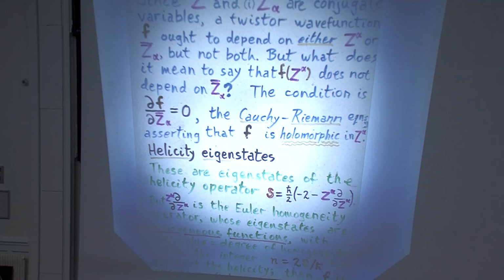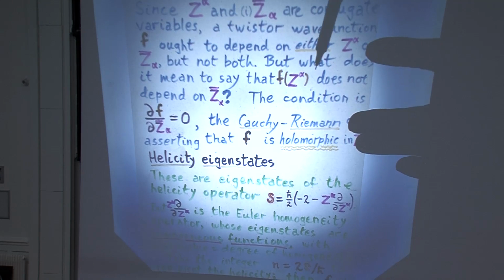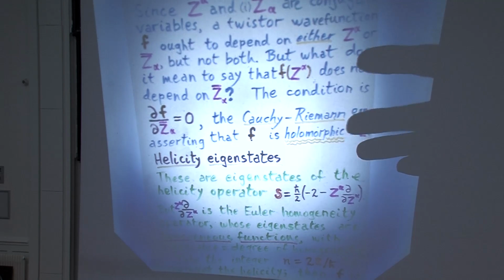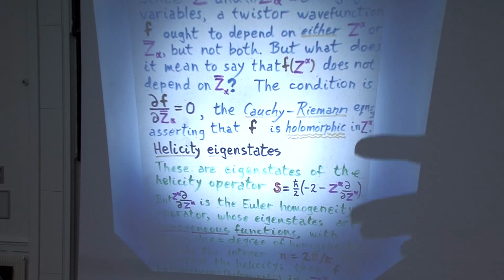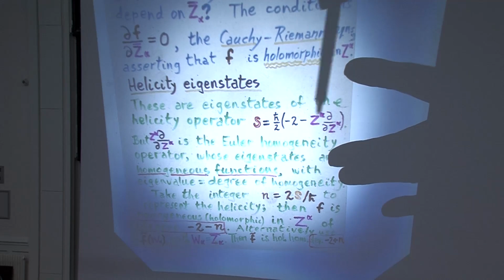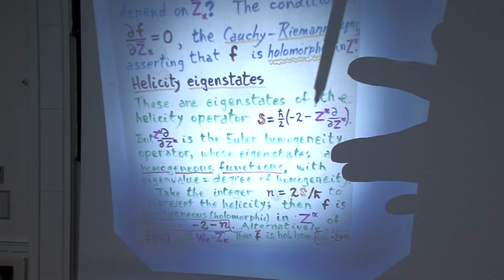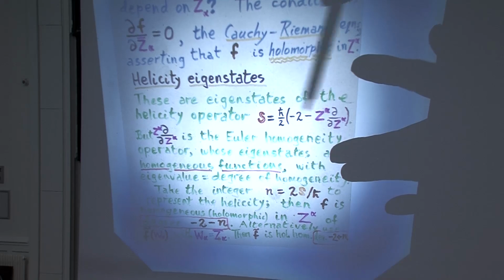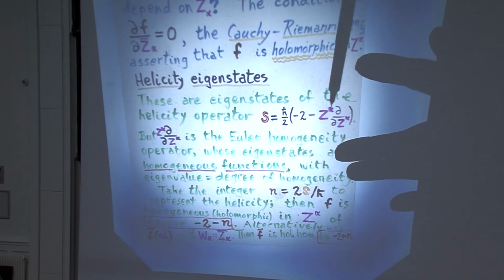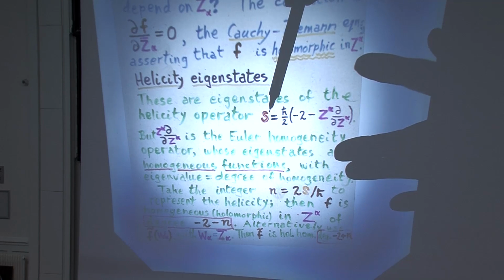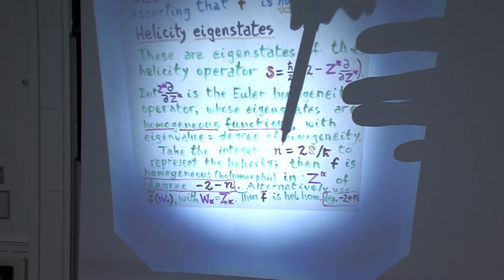Try and keep everything holomorphic as long as you can. So this is very gratifying, that somehow you have this holomorphic function arising naturally if you're trying to describe a wave function in Twistor terms. The helicity now, you see what that means. It's basically the Euler operator, z d/dz, but it's displaced in this way, -2 minus the Euler operator, and that is the helicity. And so that means you have a relationship.